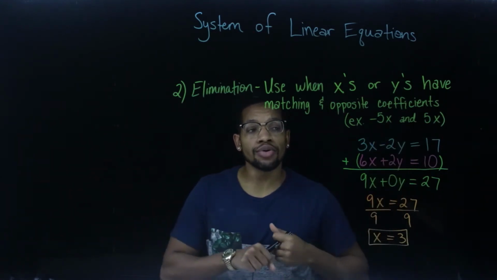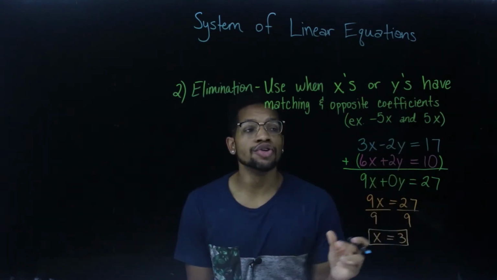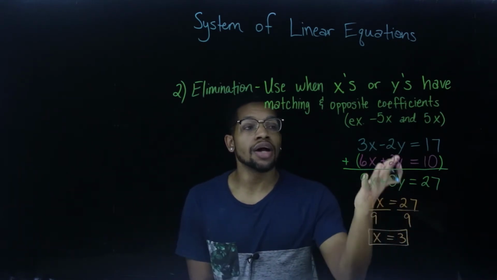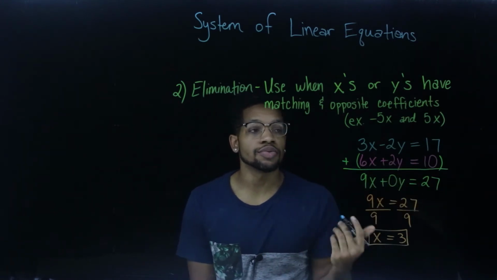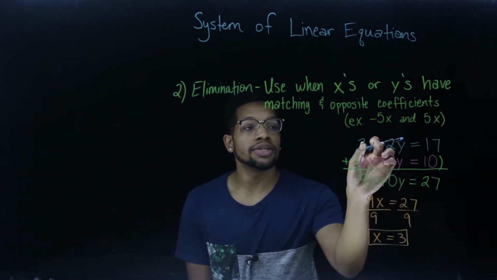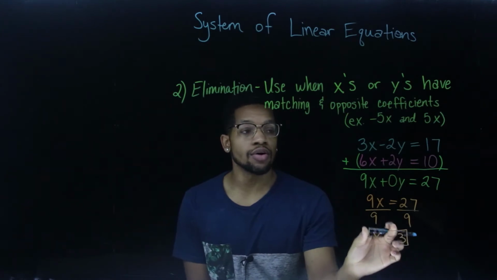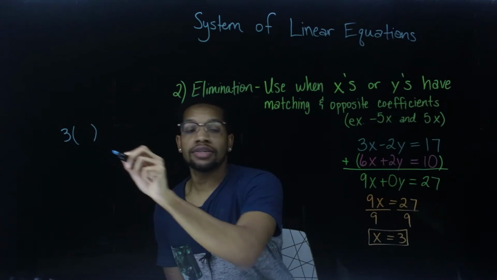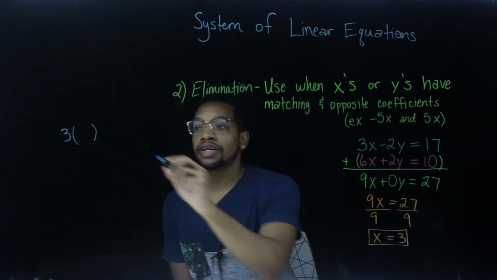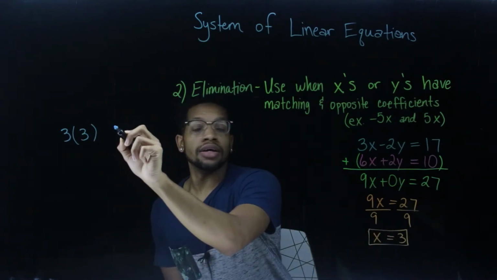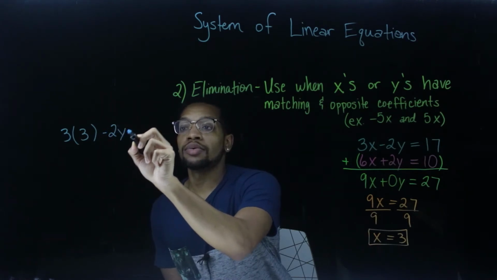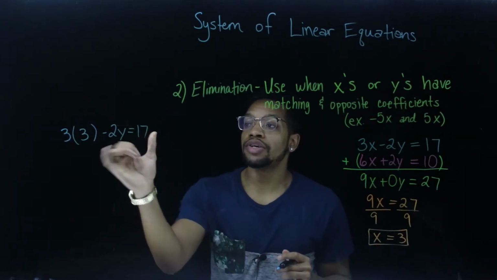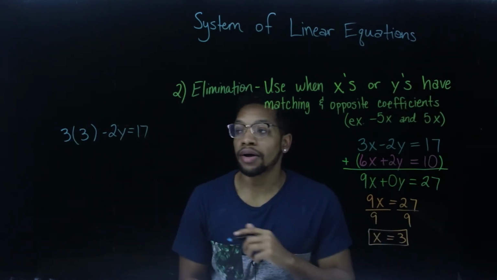You don't have to check both, just pick one. Usually I like to go with whatever's easier. In this case, neither one is easier than the other, so I'm just going to pick the first one. What you do is replace x with whatever you solved it for. So I'm going to rewrite it: instead of 3x, I'm going to say 3 times 3, because x is equal to 3. And then minus 2y equals 17. Again, you have one equation and one variable, so we can just solve for y.